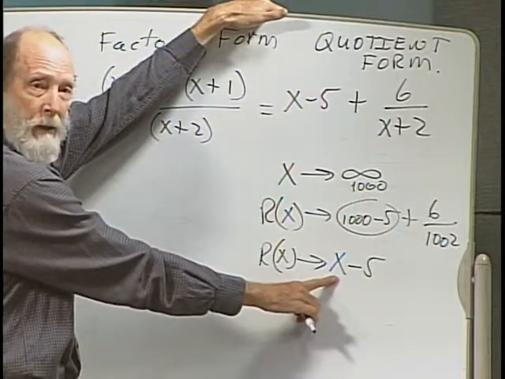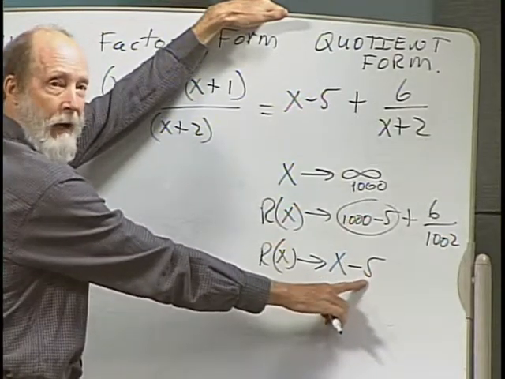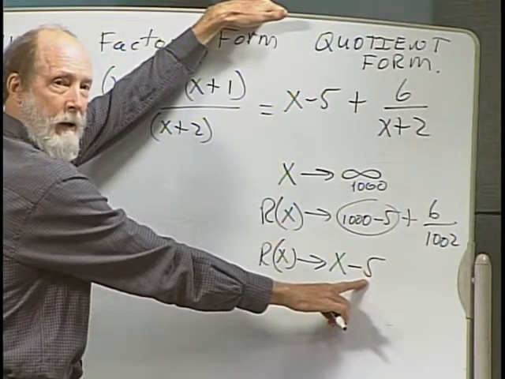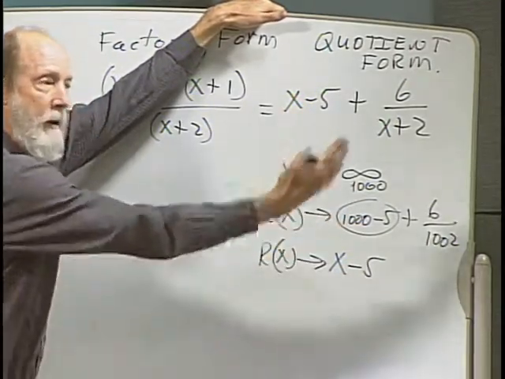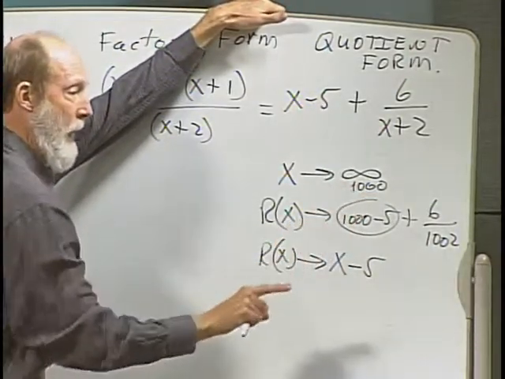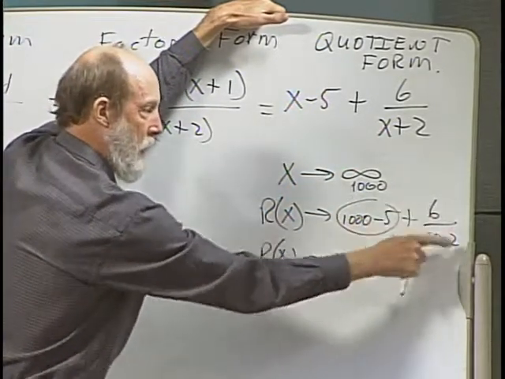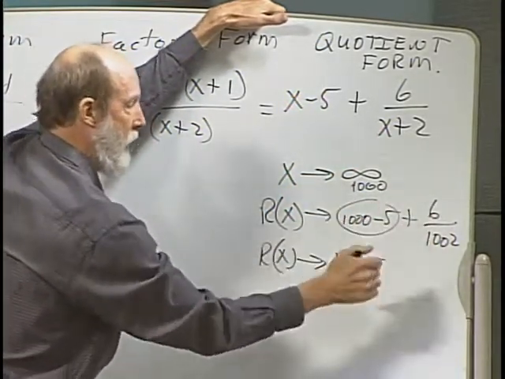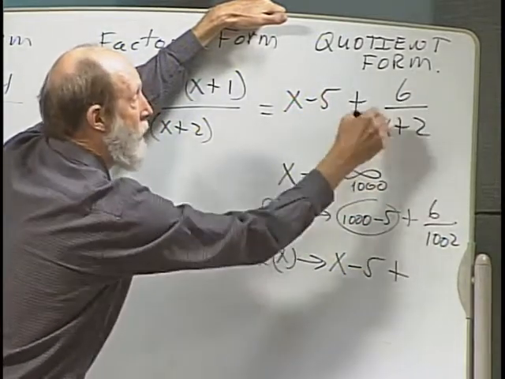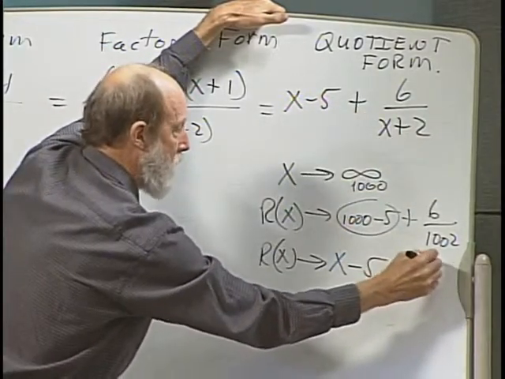Slope of 1, y-intercept at -5, looks like this, doesn't it? And if you're way out to the right, you're going to be up on that line, and then this number is very close to 0, isn't it? For large x, this remainder, very close to 0, but slightly positive.